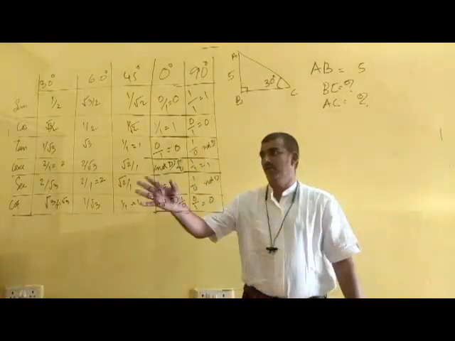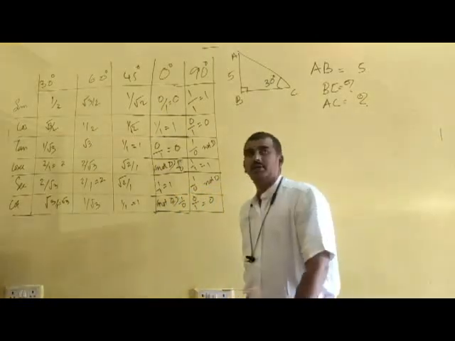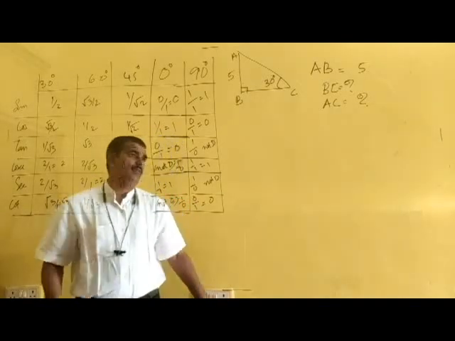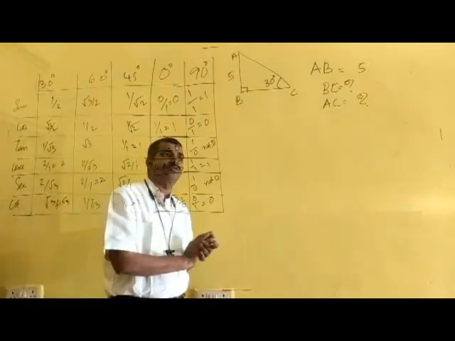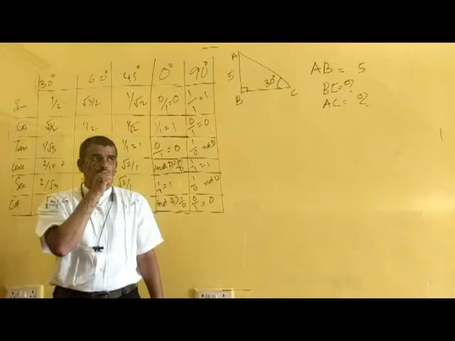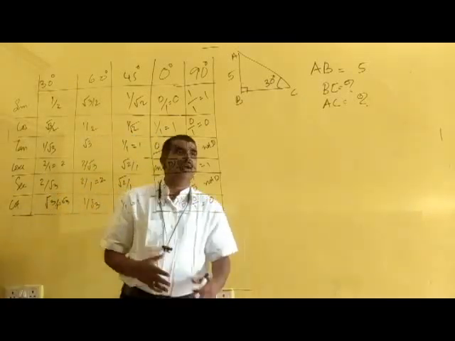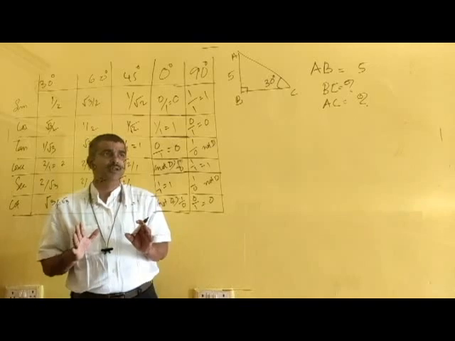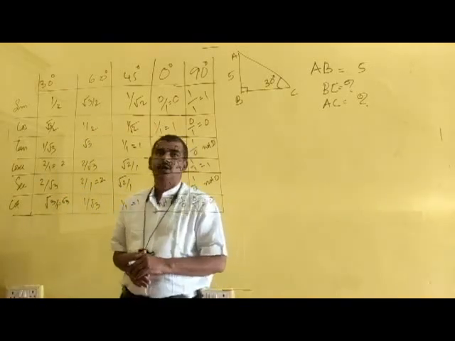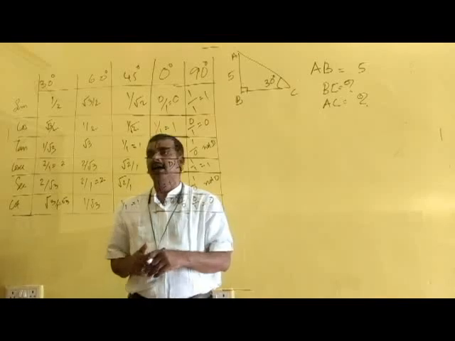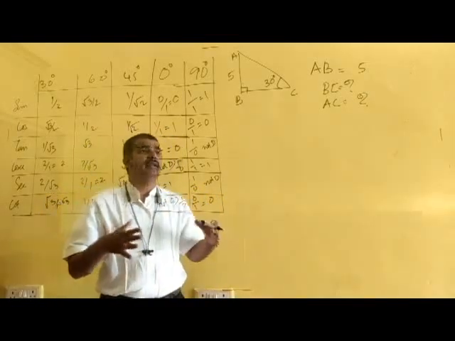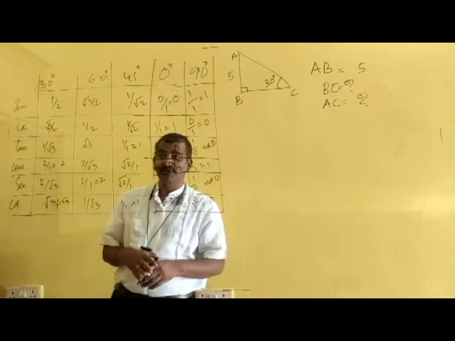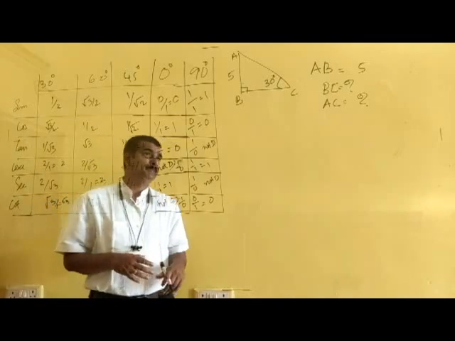This is the first application of these trigonometrical values. How will you find it? AB is equal to 5, and BC and AC we do not know, we have to find them. With the Pythagoras theorem, if you want to find any one side, you must know the other two sides. But if you know only one side and one angle, you can find the other two sides very easily by the use of trigonometry. That is why trigonometry is so important in mathematics.